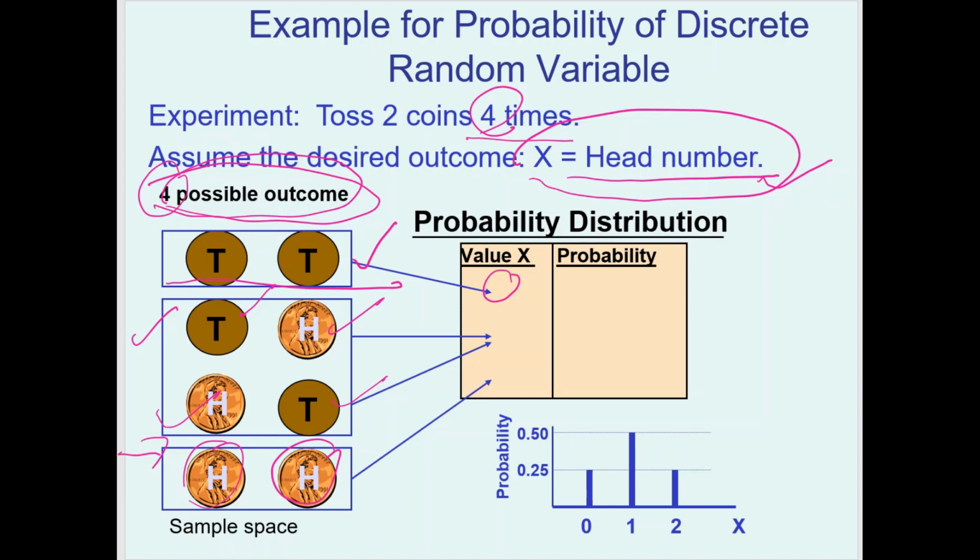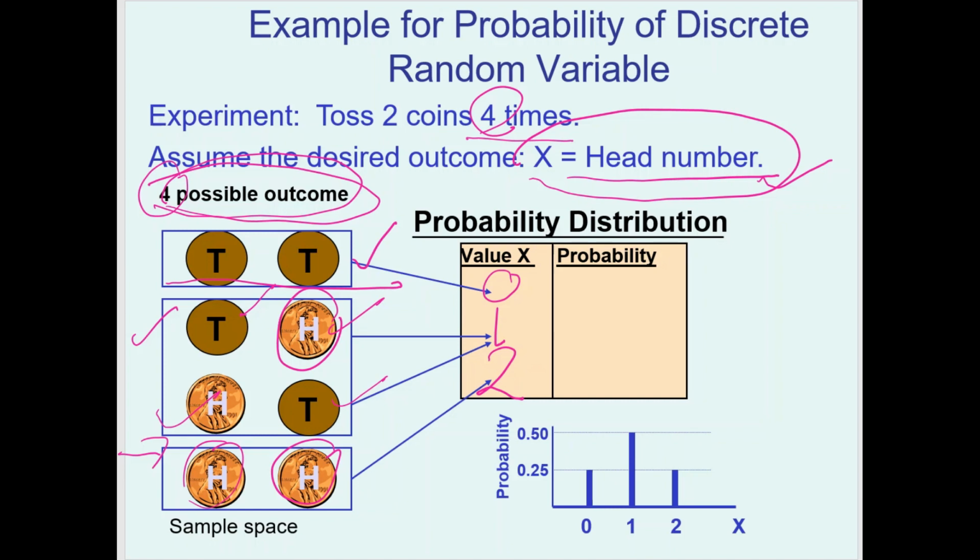And we go on to the second one. What is the possible number of heads that we can get from the experiment? We can also get one head here, so 1. We can get another 1 also, and then another one, 2. So the values of x here are 0, 1, and 2. So how do we count the probability of this distribution?